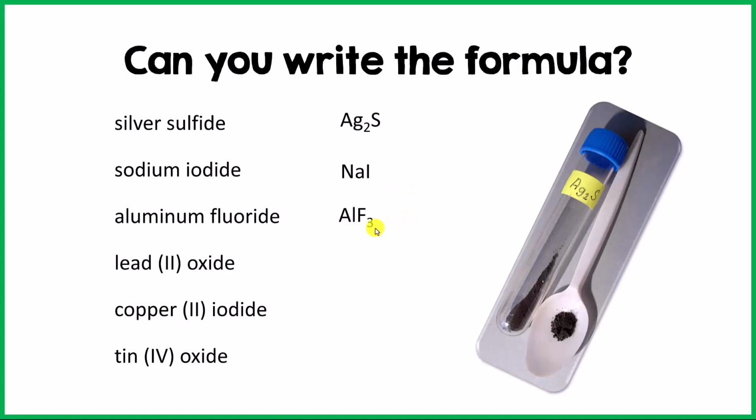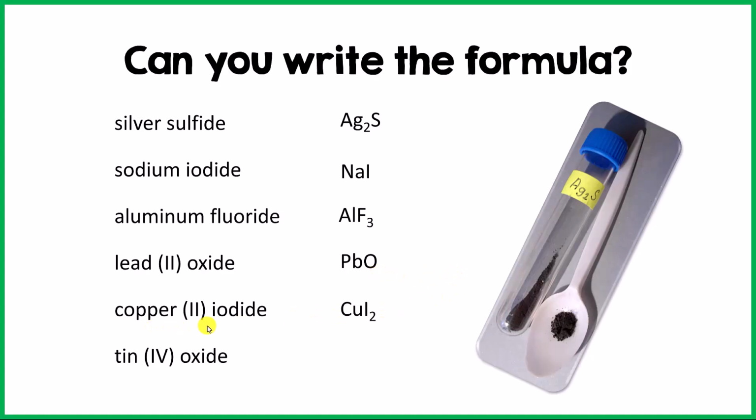Aluminum fluoride. Aluminum has a +3 charge, so it will take 3 fluorines to balance that out. Lead 2 oxide. This 2 means that our lead here has a +2 charge. And so since oxygen has a -2 charge, these are going to balance out.